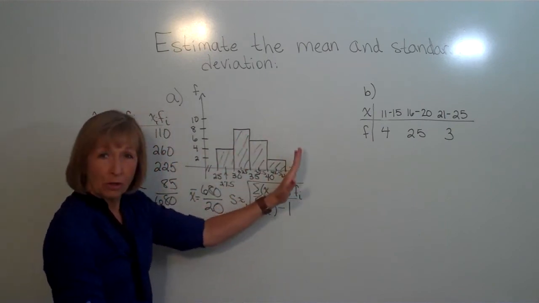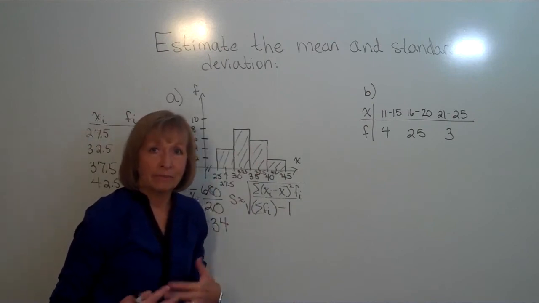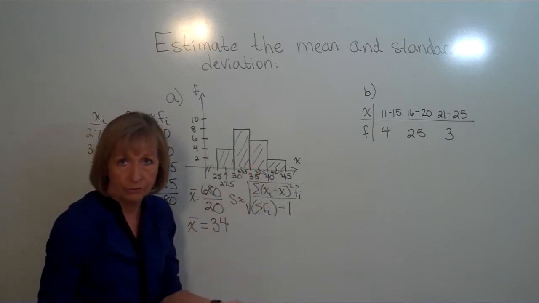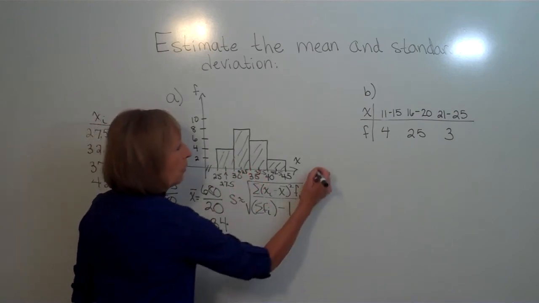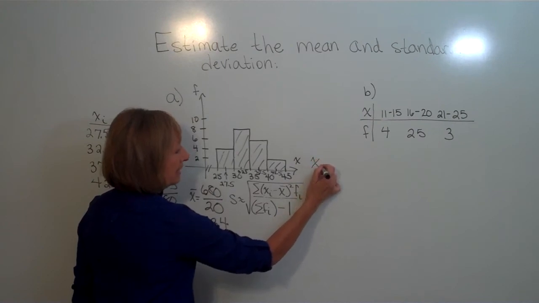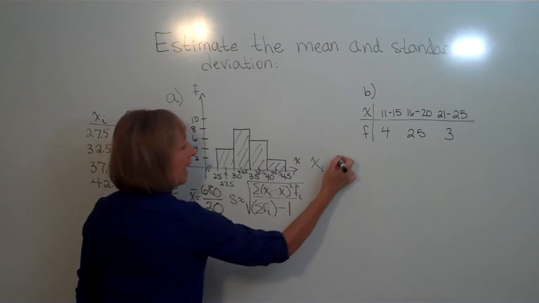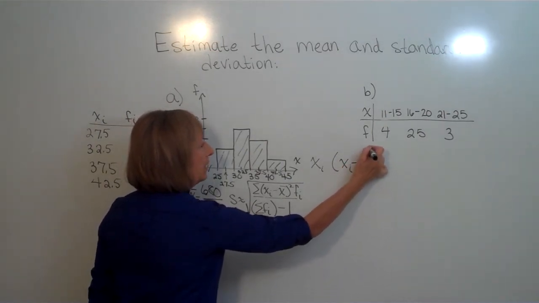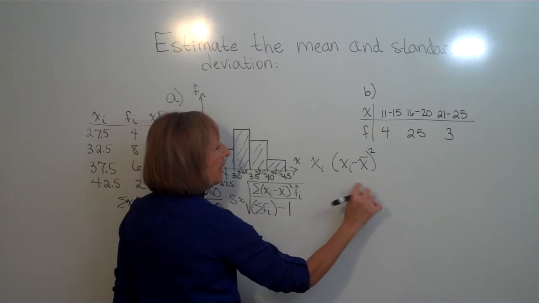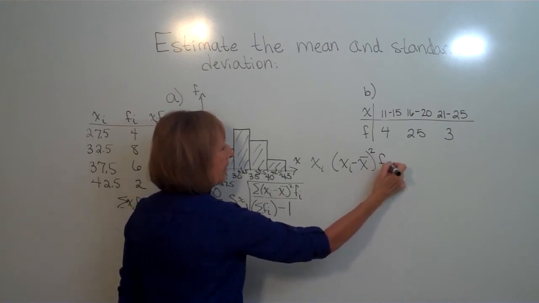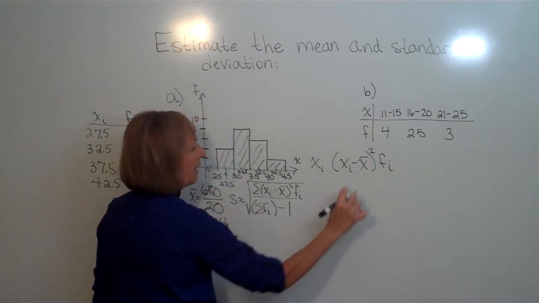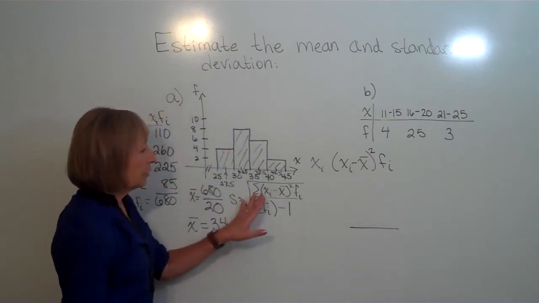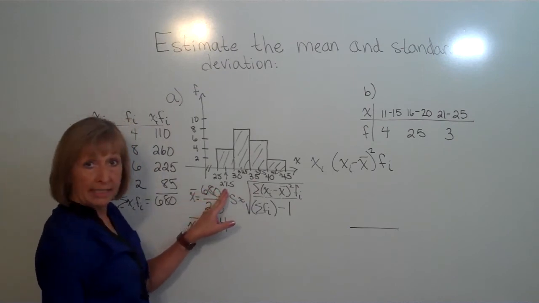Now, we only have 4 classes, so we don't have a lot of work that we have to do. The table could get pretty long if you had a lot of classes or when you're doing this for a data set. So we're going to make a table where we have our x's, then where we have our x minus our mean quantity squared, and then multiply that value times our frequency, and then we will total that whole thing up. So first x is the 27.5.